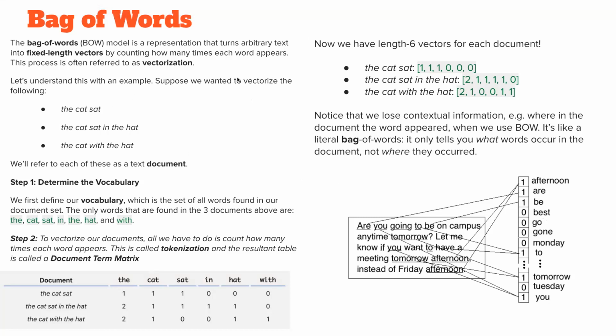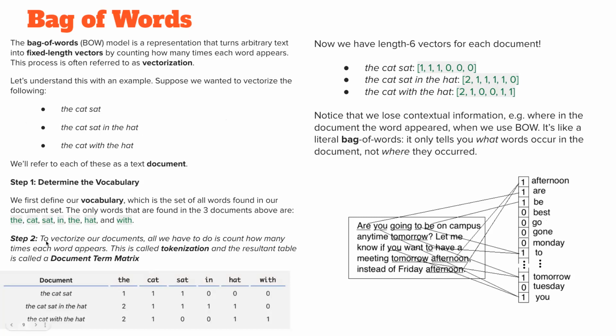So let's say we want to vectorize the following: the cat sat in the hat, the cat with the hat. Each single small phrase is called a document. So we are counting the occurrence of each word, each keyword in that document. When we tokenize this text, we have the, cat, sat, in, hat, with. These are the top keywords that we have in all these three documents.